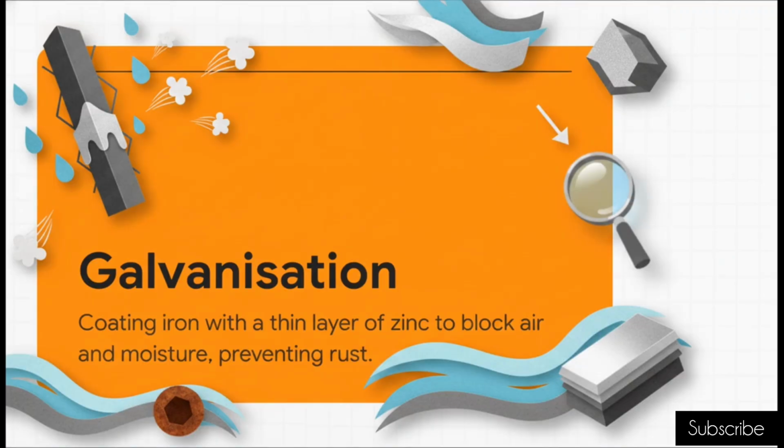And this brilliantly illustrates our absolute premier defense strategy: galvanization. This is the process of coating iron with a very thin, protective layer of zinc. That zinc layer acts as a sacrificial shield, completely blocking air and moisture from ever reaching the vulnerable iron underneath. Make sure you highlight galvanization in your notes, because it is a very frequent, high-value, long-answer question.